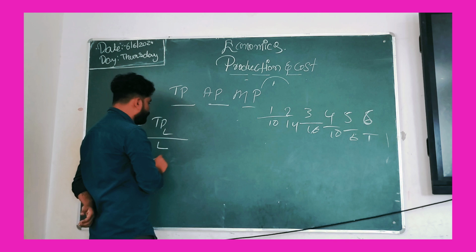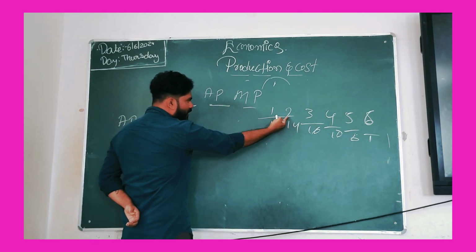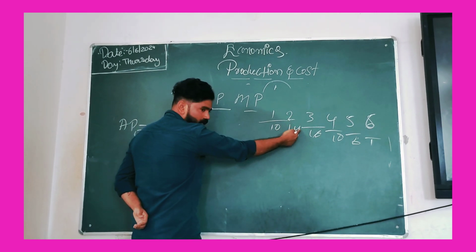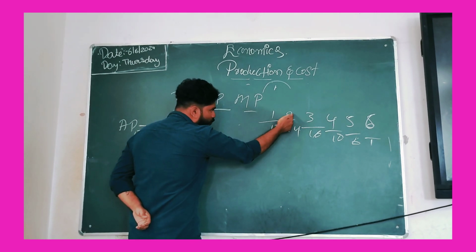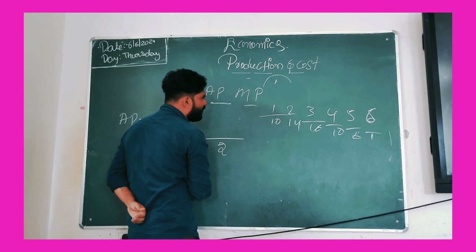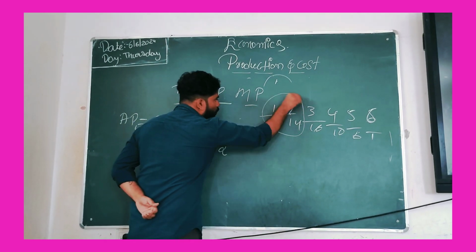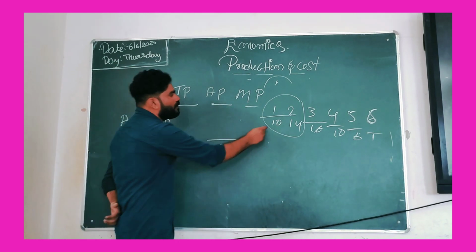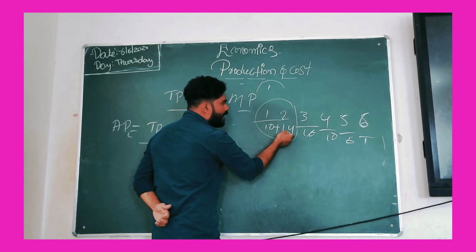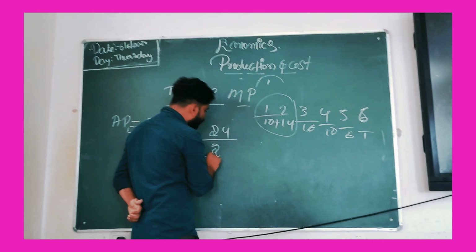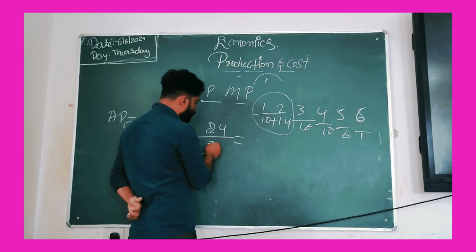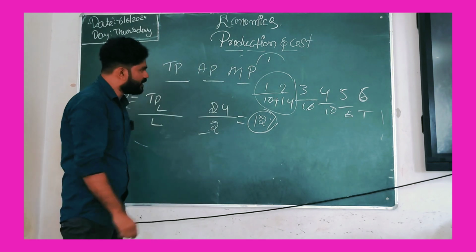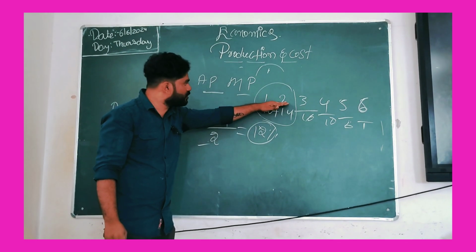Here we take 2 units of labor. With 2 units of labor, how much output are they producing? We add 10 plus 14, which is 24, divided by 2, which means 12. It is an average product. Means we added this. This is for 2 labor.